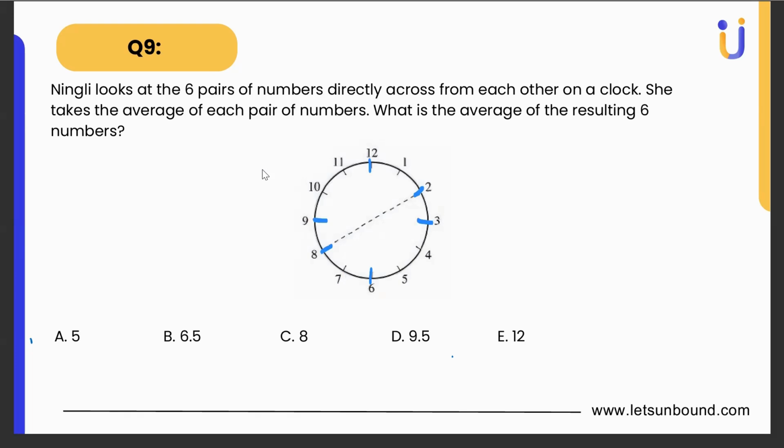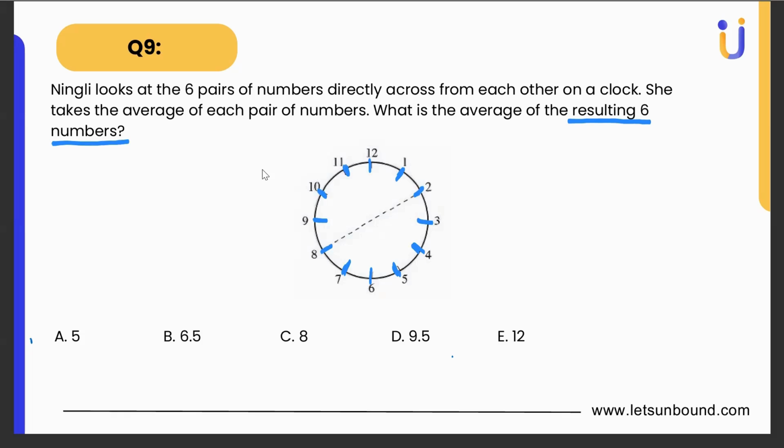Now, when they say resulting 6 numbers, you must ask, why is it 6 numbers? Because they are not taking the average of all these 12 numbers. They are taking the average of the averages that you will get of the diametrically opposite numbers, which means that you will find out the average of 8 and 2, 9 and 3, 12 and 6, and all such numbers. And you will get 6 such pairs because 2 numbers club together. In total, there are 12 numbers, 2 numbers clubbed together, which makes 6 groups. So whatever average you get of these 6 groups, you have to take the average of those 6 numbers.